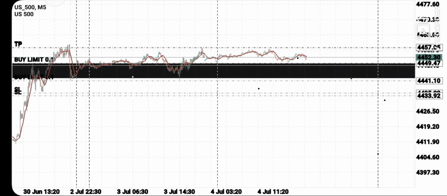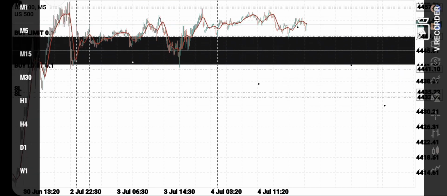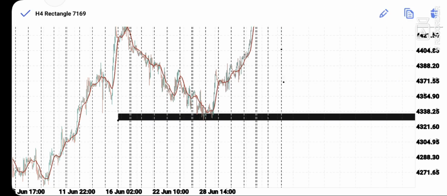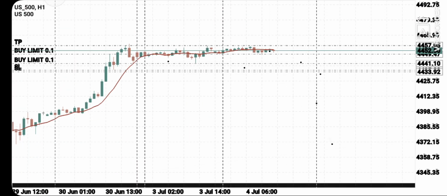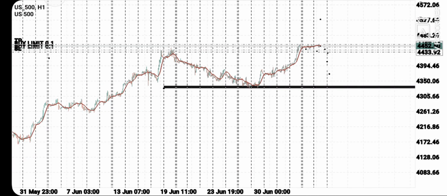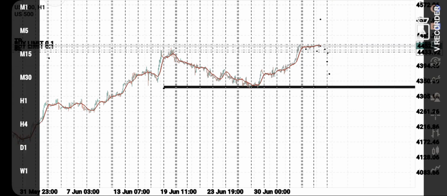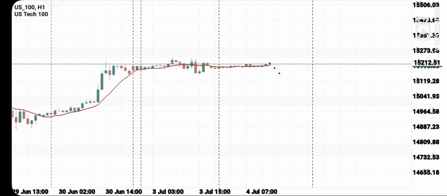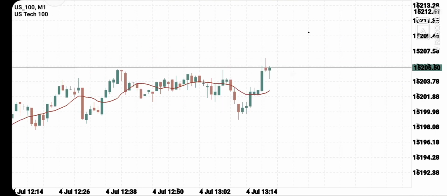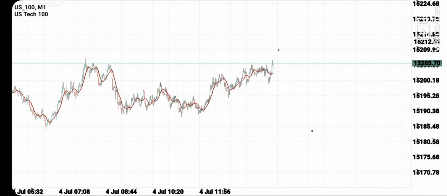So now you can see everything properly and nicely. As you can see. Okay, let's move to 100. Let's see what's happening on 100. It's much more simple.